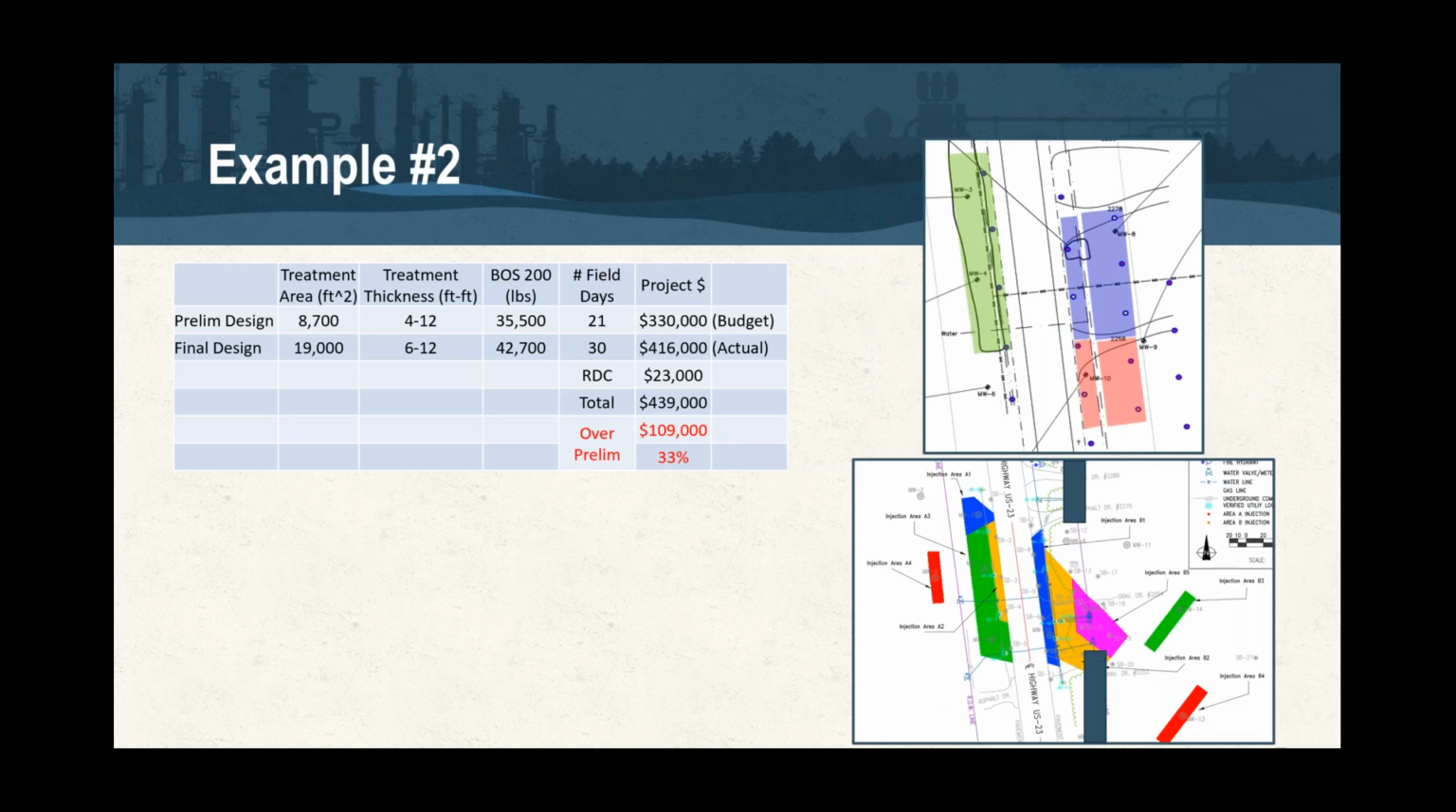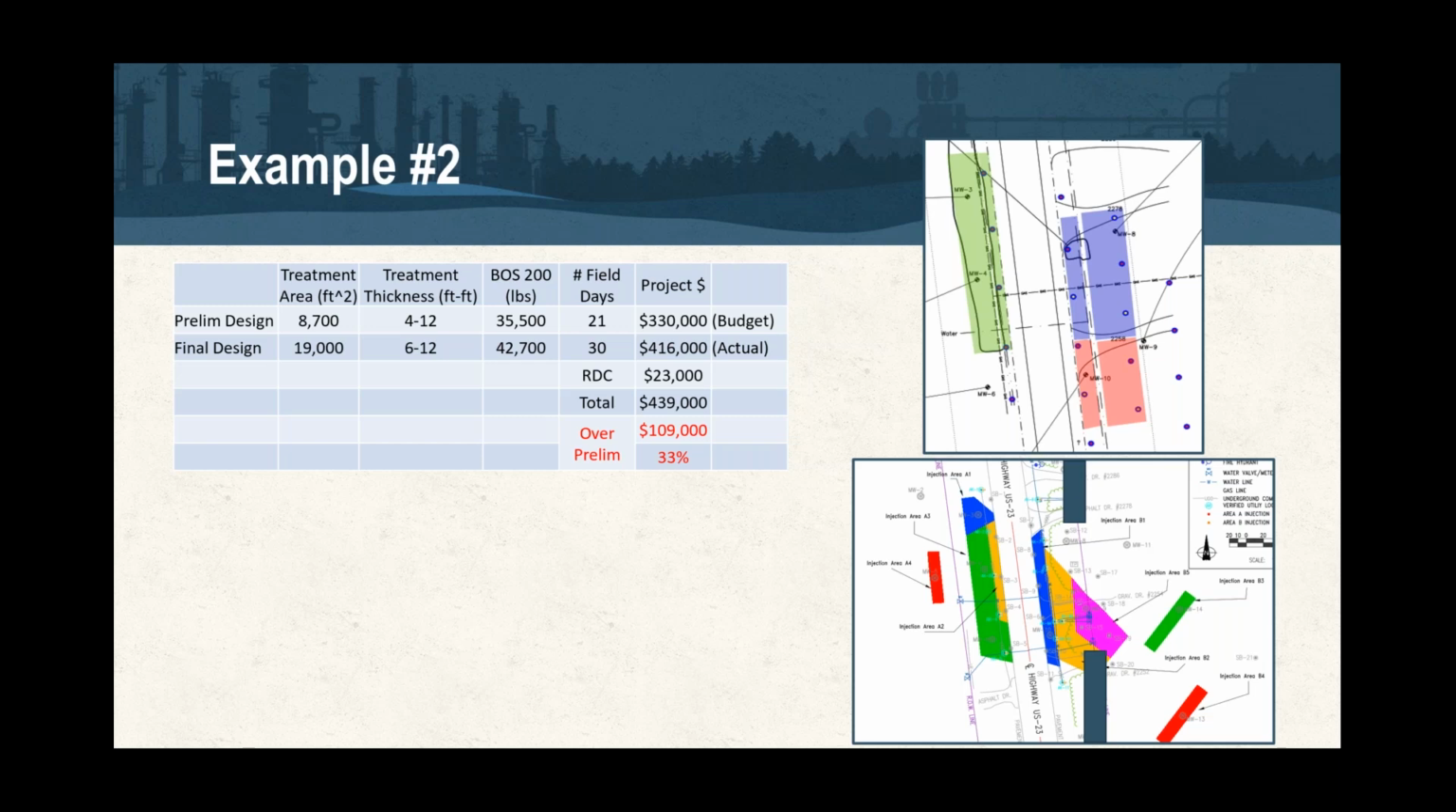This was an emergency response, very limited information on the front end. And so the preliminary design was for just under 9,000 square feet, 4 to 12 foot thickness, 35,000 pounds of Boss 200 and about a $330K budget. The final design, as you can see, more than doubled the treatment area. So we're talking about half an acre. The treatment thickness was comparable, but you see the Boss 200 didn't scale with the treatment area increase. That's because we were able to optimize where the product went.